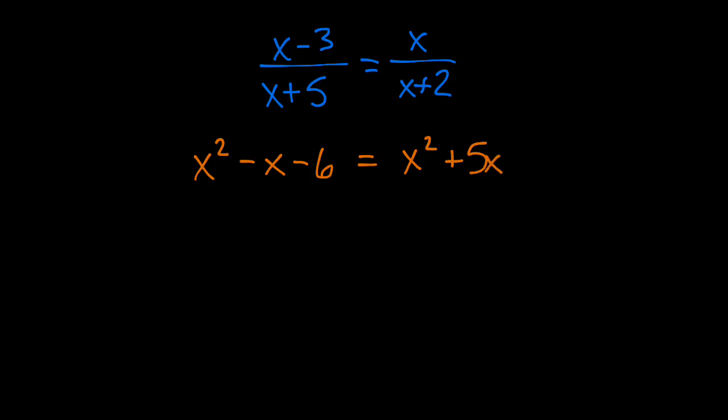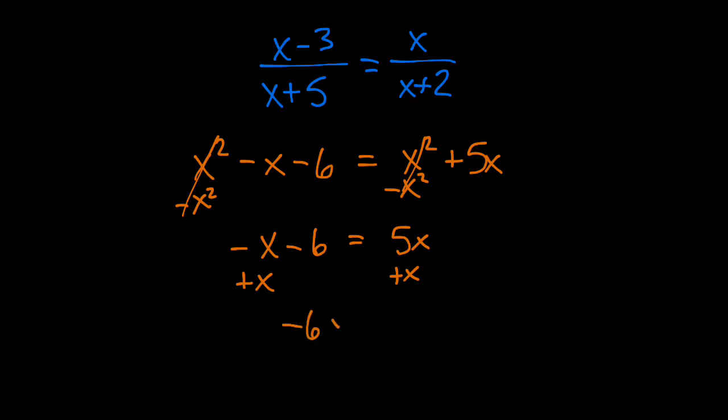This one's kind of nice because if we subtract x squared from both sides, it just cancels out in both places. So we're back to just something linear. So negative x minus 6 equals 5x. I'll add x to both sides. So negative 6 is equal to 6x. Divide by 6, and x is negative 1.